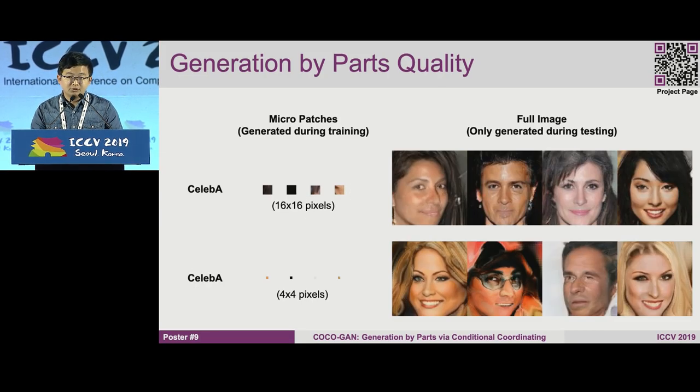Then we try to do something crazier. We train the generator to synthesize even smaller patches, down to 4x4 pixels. And yes, those small patches on the left-hand side are the generated patches. Although with some quality degradation, the full images are still globally coherent and of high quality.